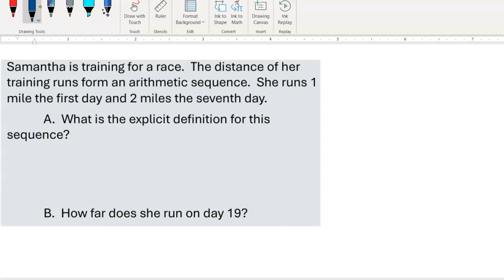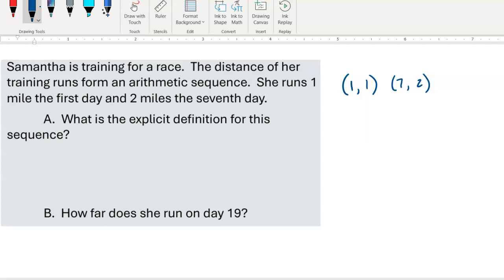All right, so let's think about what our coordinates are. Samantha's training for a race. The distances of her training runs form an arithmetic sequence. She runs 1 mile the first day. So we're always going to have our days be our x, our independent value, because the y, the dependent value, depends on what day we're on. So on that first day, we're going to run 1 mile, and on the 7th day, she's going to run 2 miles. The order that we put those coordinates is very, very important.